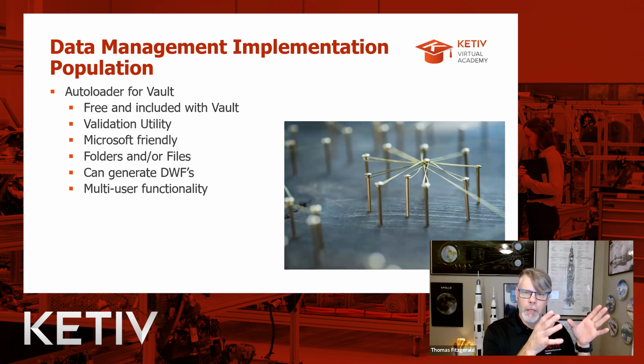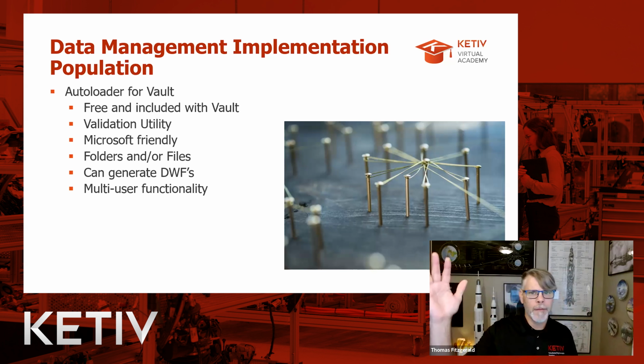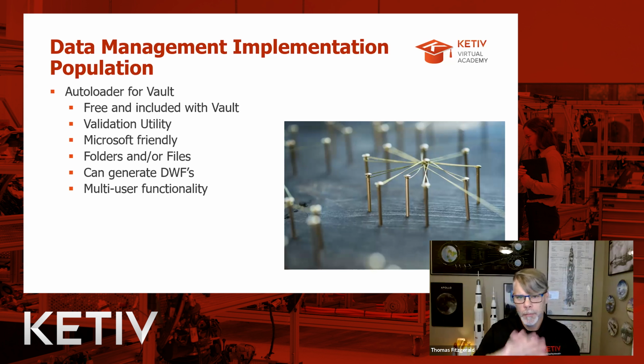So if you want to identify a folder and you have 3,000 files in that folder, you can analyze that information using Autoloader and bulk upload it. Or if there's just one file or a handful of files, it's up to you how you want to use Autoloader. It's not just for mass uploading. You can even select just a single file and get it loaded into the vault if you wanted to, okay?